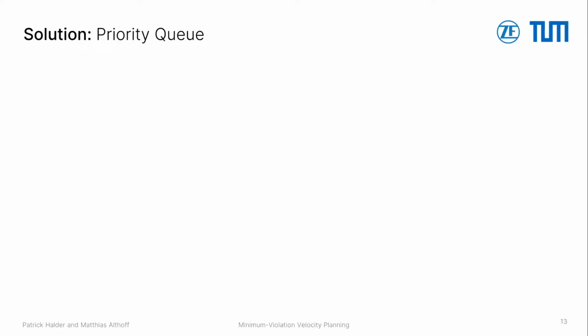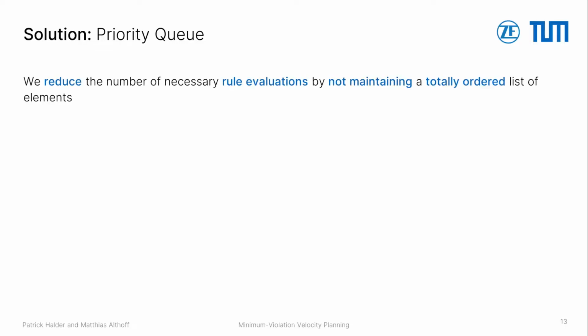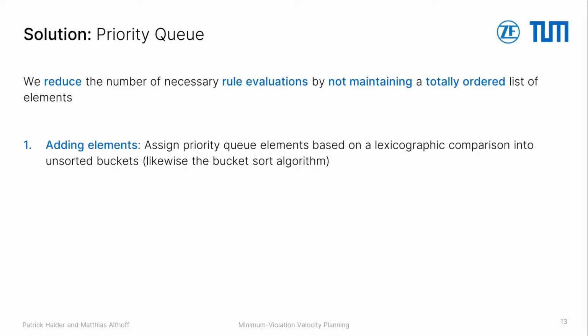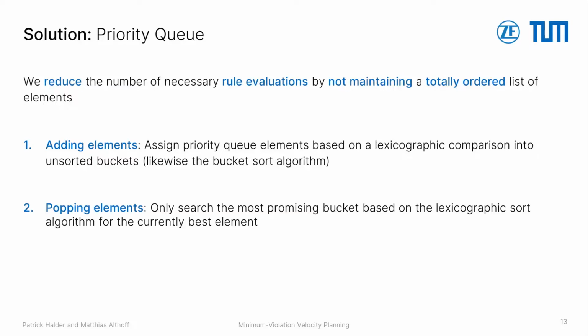We can further reduce the number of necessary rule evaluations by using a custom priority queue. In contrast to classic priority queue approaches, our algorithm does not maintain a totally ordered list of elements. Our main idea is to assign the priority queue elements based on a lexicographic comparison into unsorted containers, which we call buckets. This is very similar to the well-known bucket sort algorithm and happens in the adding step of the queue. And then subsequently we only search the most promising bucket based on the so-called lexicographic sort algorithm for the currently best element. This happens in the popping step where the best node is extracted from the queue.